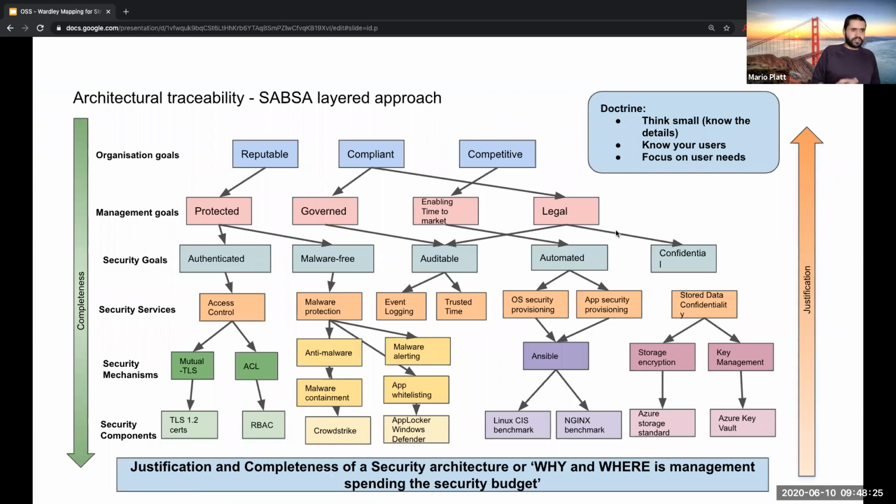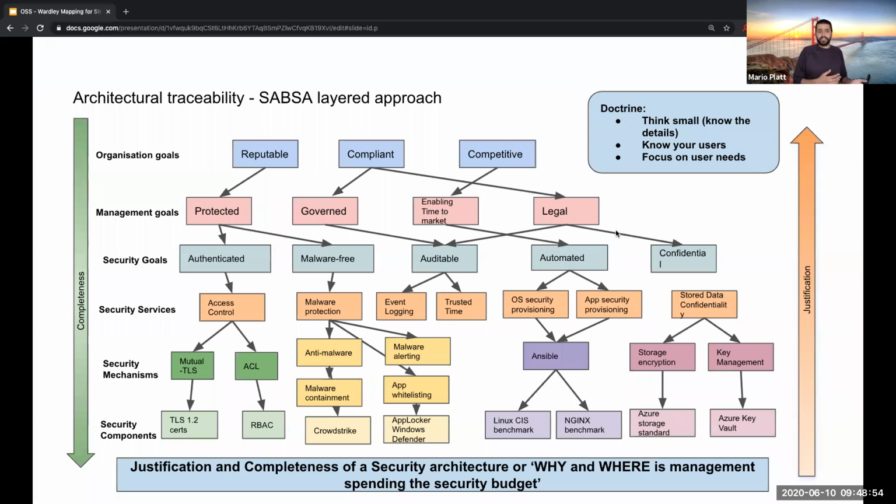Also, regarding doctrine, so this is again a reference to SABSA, in thinking small, as in knowing the details of why we're choosing and creating certain processes or adopting some technology, really knowing your users, both from the perspective of supporting organization goals, but also considering the developer and the engineering experience that our security is providing. And we need to have a relentless focus on their needs, right?